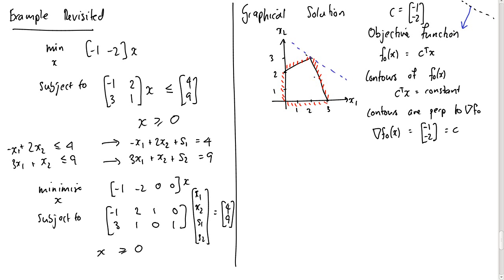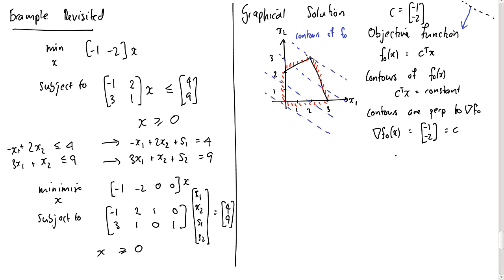So just imagine the C vector going here, orthogonal to these contours. So these are contours of f0. Okay, and if we want to minimize our function, we want to make our objective function as low as possible. So these contours, basically, as we move along, they're either going to be getting higher or lower. They're going to correspond to higher or lower values of f0. Okay, well, we know how to do that too.